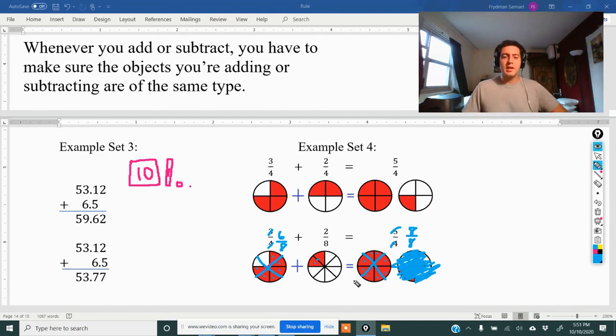So this all makes sense when we're adding like objects. The objects in this case being eighths, right? I can add eighths to eighths. I can add fourths to fourths, but I can't add fourths to eighths, at least not easily, unless I change it so that the denominators are the same. Okay? So again, the idea is we always want to add or subtract objects which are of the same type.